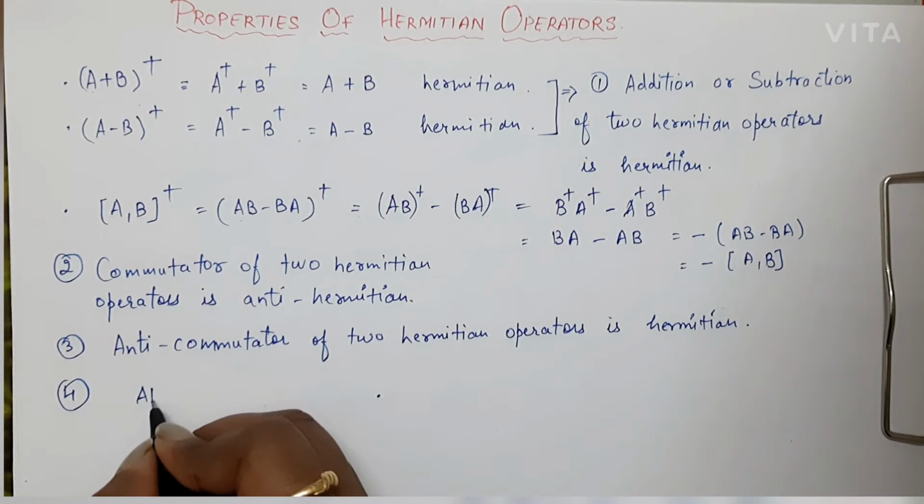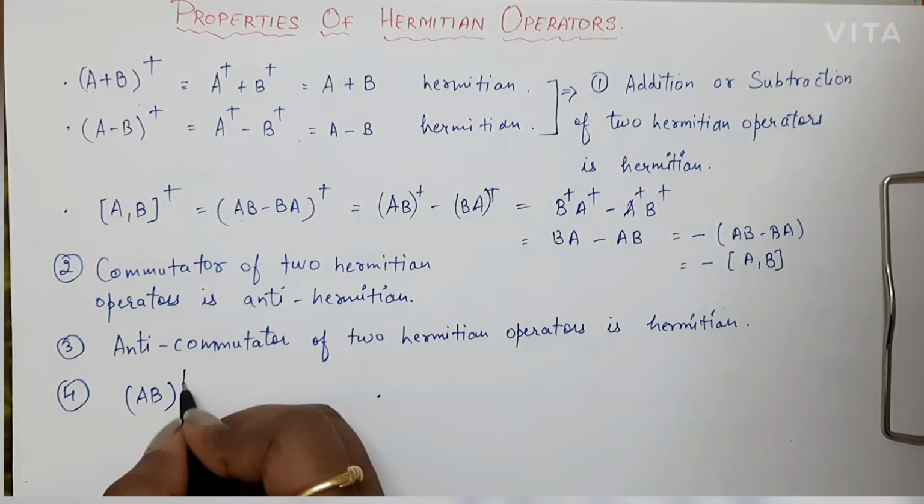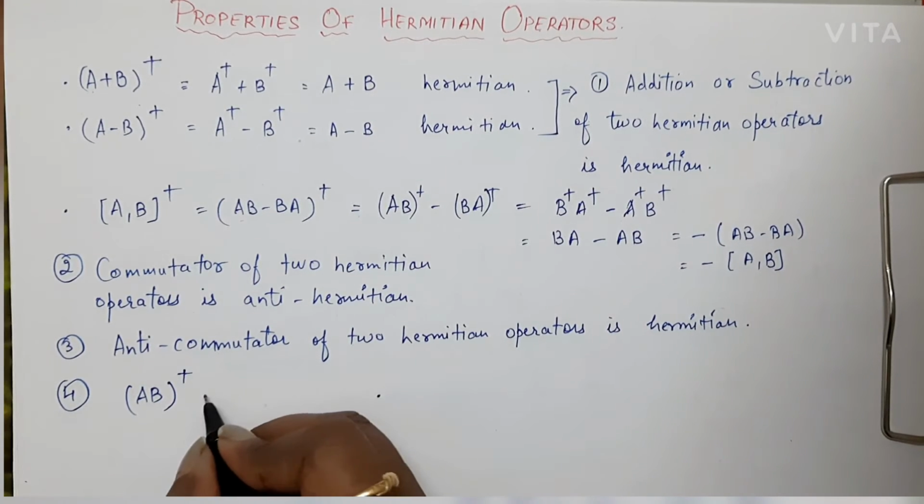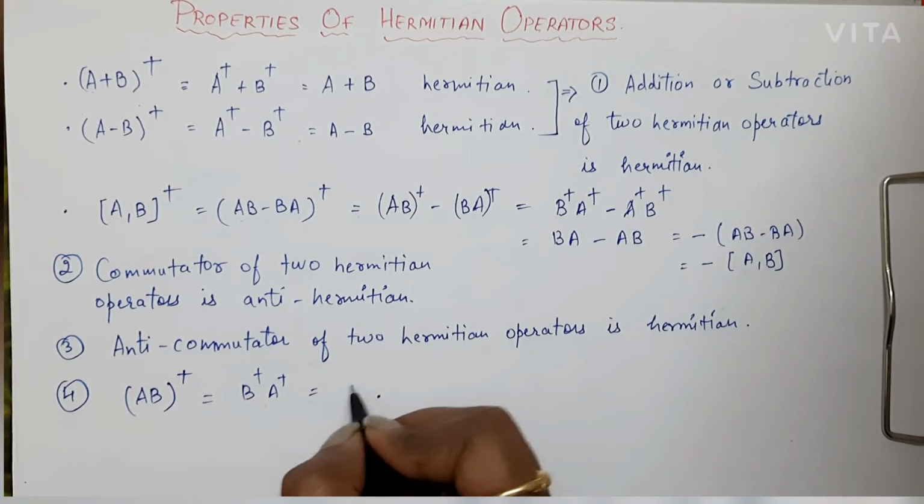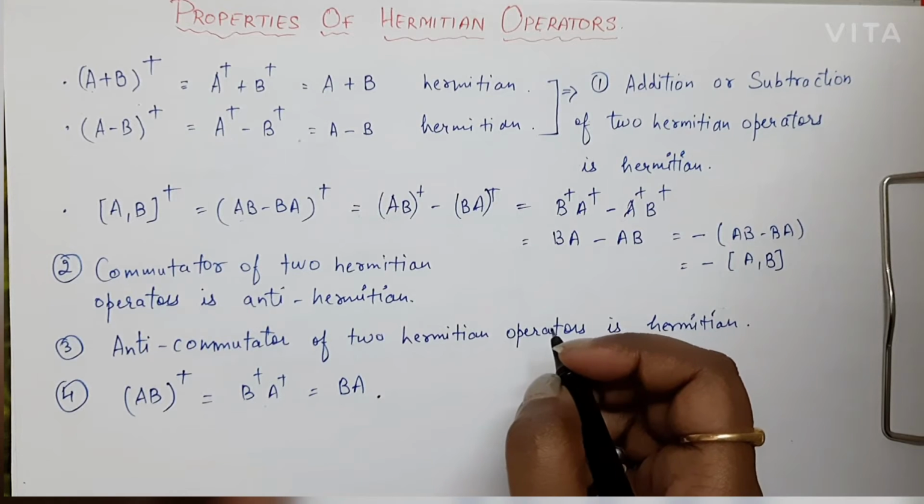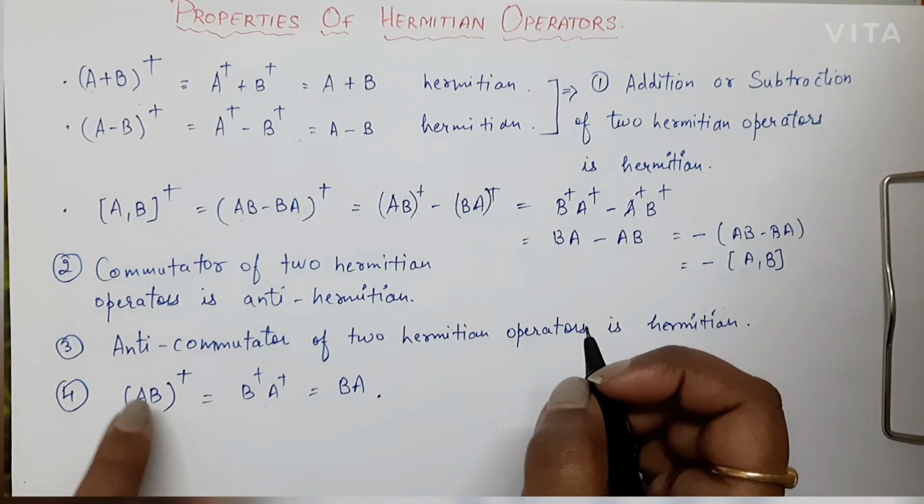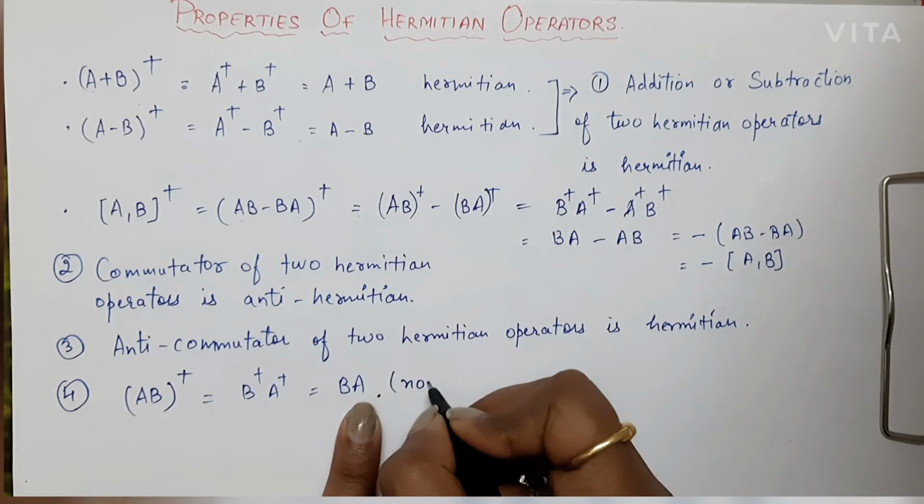Suppose we have operators A and B in multiplication and we want to find out their dagger. So it will open up like B dagger into A dagger. So it will be equal to B into A. So this is non-Hermitian because we know that for operators, A into B is never equal to B into A. So this time it is non-Hermitian.